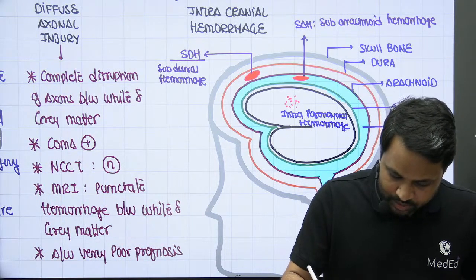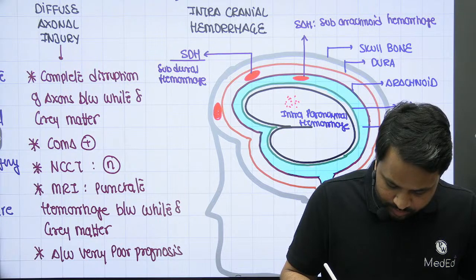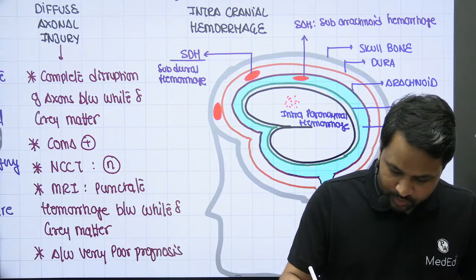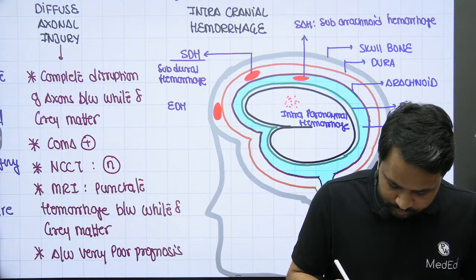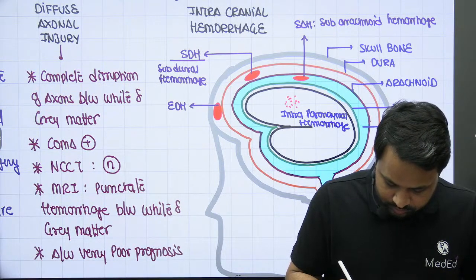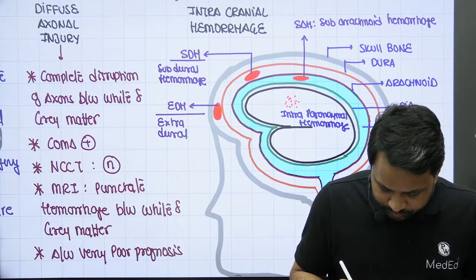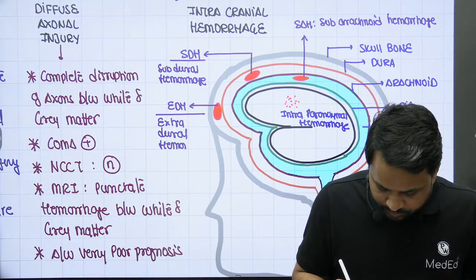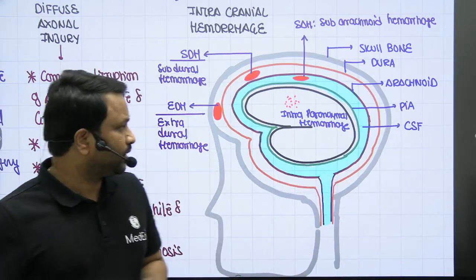And the last one that you have is the most dramatic one, which is here, outside the dura, in between the skull bone. This is what we called the EDH. EDH is your extradural hemorrhage.